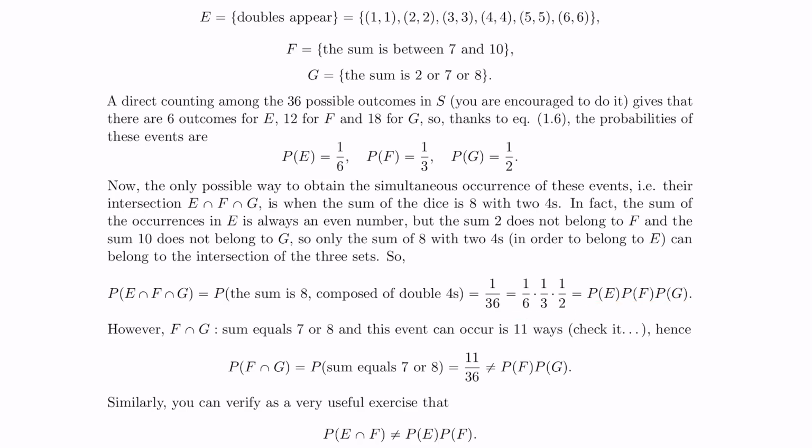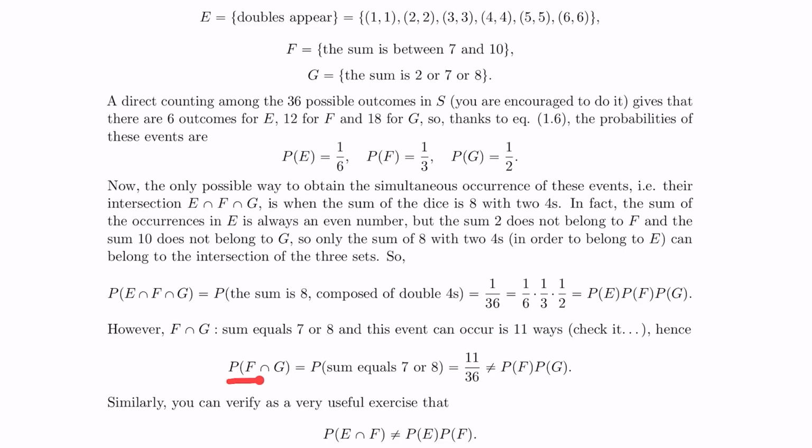We want to check if this equation implies the pairwise independence. Now, the intersection between the events F and G is the event that we throw 2 dice and their sum equals 7 or 8. As a very useful exercise, you can check that this occurs in 11 ways.